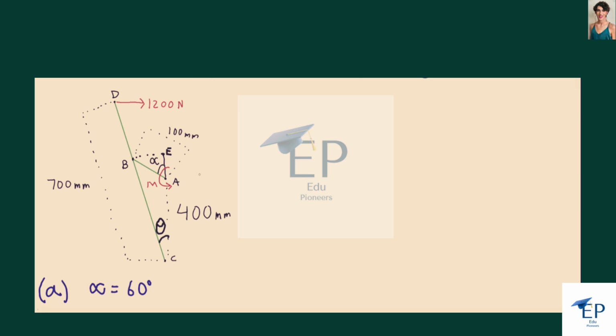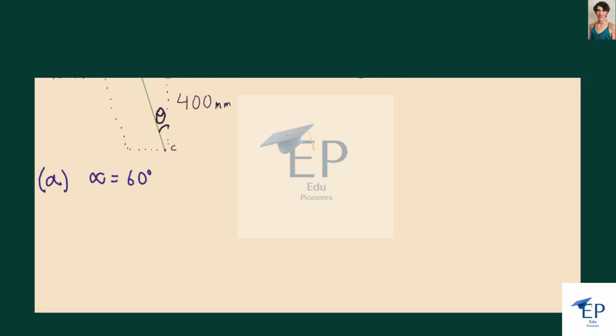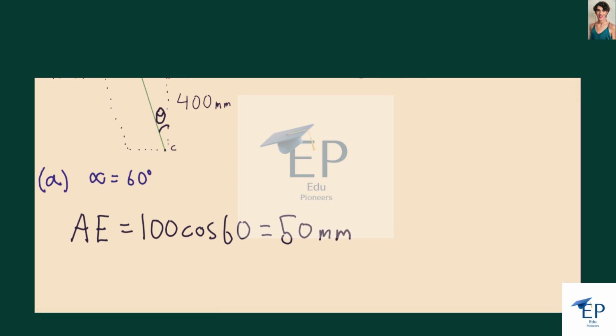To start the problem, we're going to find unknown lengths within our free body diagram. So we're going to start by finding length AE. This is going to be equal to 100 times the cosine of 60, which is equal to 50 millimeters. And next we're going to find length EB, which is equal to 100 times the sine of 60. And this is equal to 86.6 millimeters.